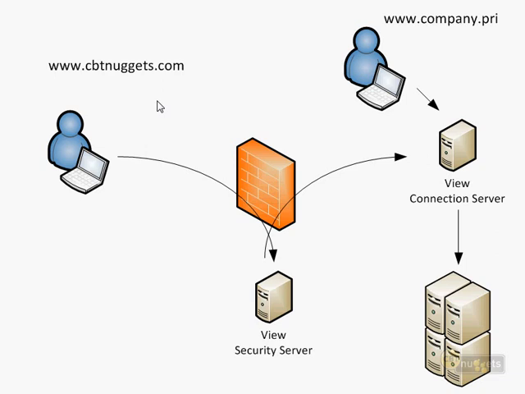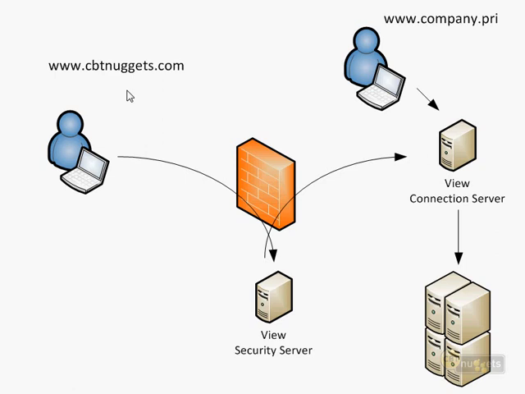So because of that, there's a couple of extra things that are required here to support this external namespace. And it's well built into the system. You just punch in whatever that URL is, and it's going to resolve to whatever this view security server is. It wouldn't be, obviously, this URL, but it might be, I don't know, vmwareview.cb2nuggets.com or something like that.